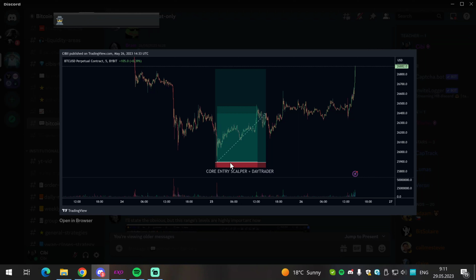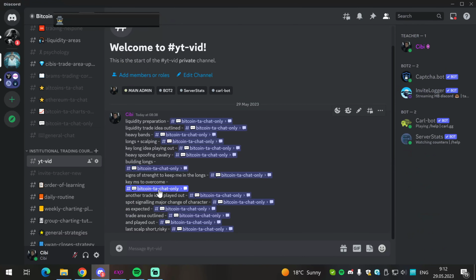So you see I was posting in the group the core entry for the scalper and day trader, and some take profits. I said this is the minimal target I have from this position. Look at the reward ratio. That's how you trade. 10 to 1 reward ratio at least. That's just crazy. Okay, let's go further.